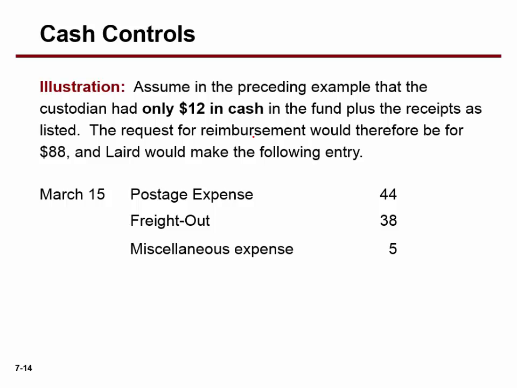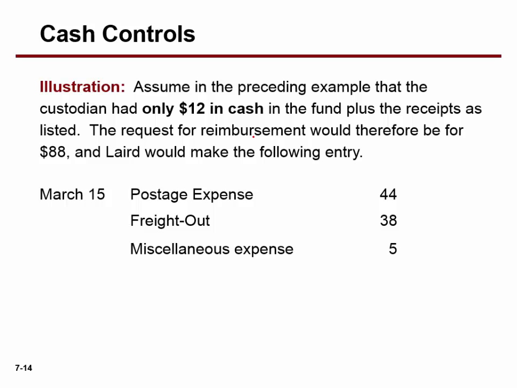I'm supposed to have 100. I have $12 left. I need $88 to get it back, don't I? So you're going to credit cash for $88, aren't you? You know you got to credit cash $88 to get it back to $100. And then you're going to debit these expenses. You're going to debit expense for what?